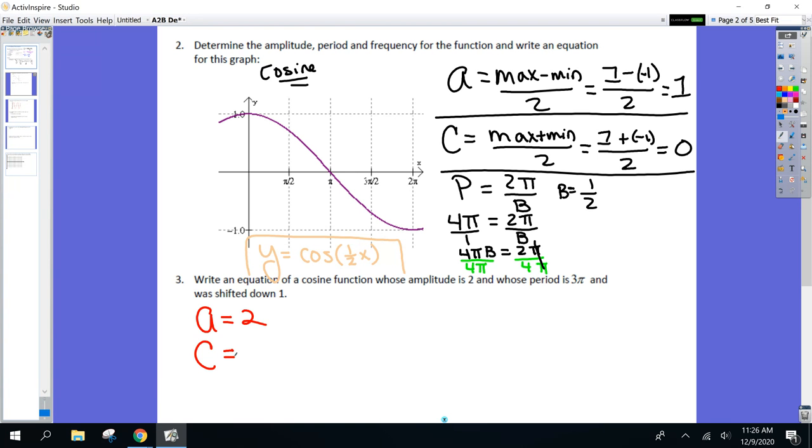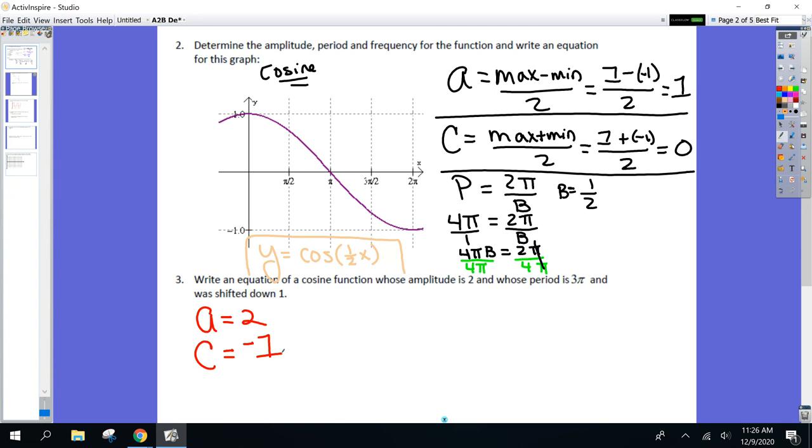Up or down 1? Down. So what are you going to tell me? It's not going to be 1, it'll be? Down 1. So -1, right? You okay there, Colin? Yeah. -1, everyone, because I'm going down 1.